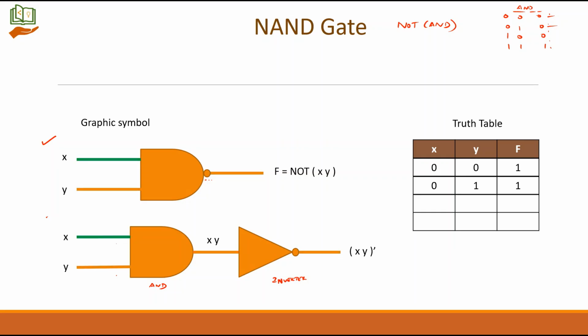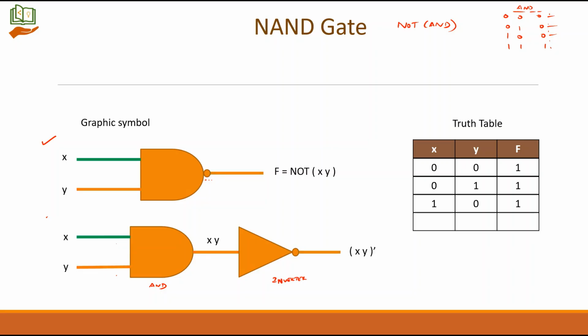What about x is equal to 1 and y is equal to 0? 1 and 0 will give you 0 again. When it is inverted, it will give you 1. 1 and 0 will also give you 1, which is the reverse of third row.